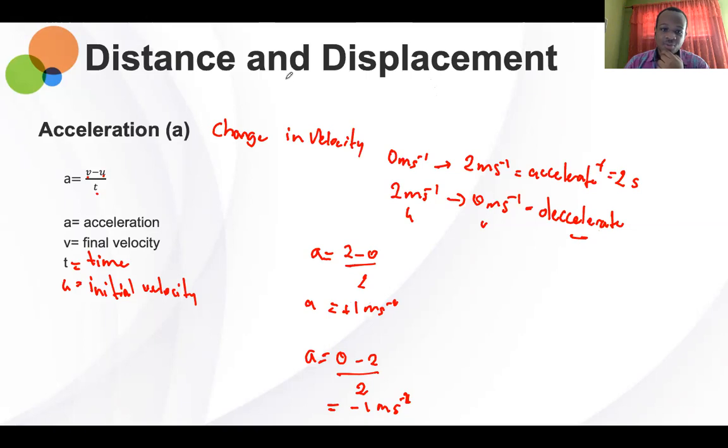One more thing. Let's take a look at the units. What is the unit for velocity? You remember that?